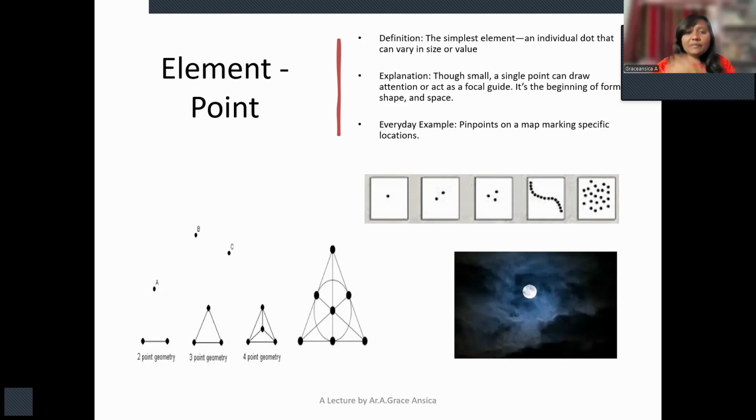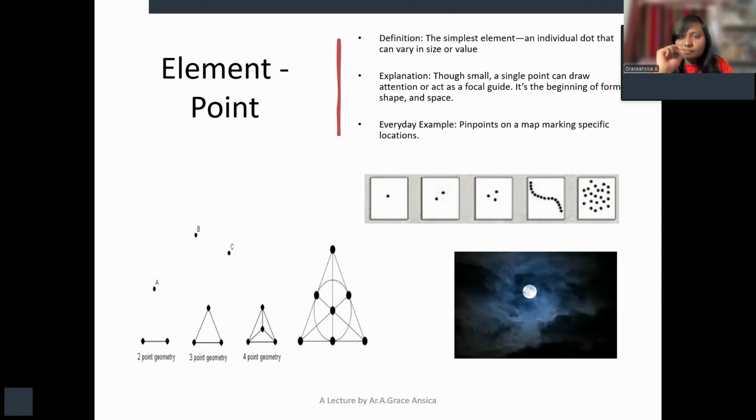Now, I've given you an example at the bottom. There is a moon in the entire sky. Although the sky is so big and vast, if there is a moon, my eyes directly go and see the moon. Maybe after a few seconds, I'll see there are so many stars over here, the stars are blinking. Again, stars are also points, but the moon is a bigger point. So my eyes first go to the bigger moon, like a focal point.